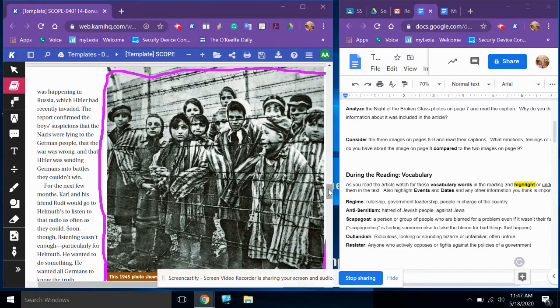Now, keep in mind, there's death camps, there's work camps, there's concentration camps. They were all horrible places, and people died at all of them. But death camps like Auschwitz were built specifically to kill the Jews. So take a moment to write down the emotions, feelings, or ideas that you have comparing these three images to each other.